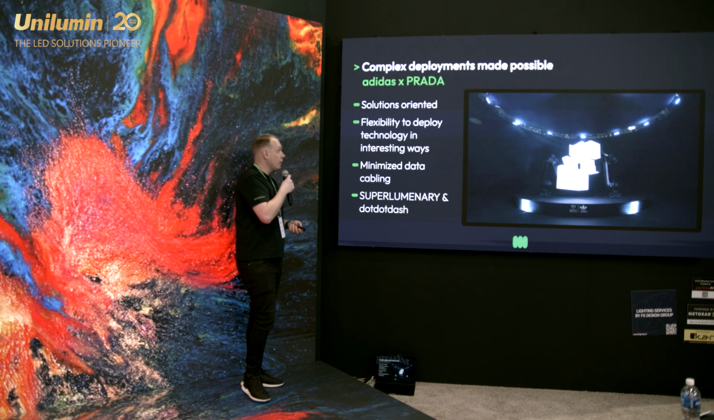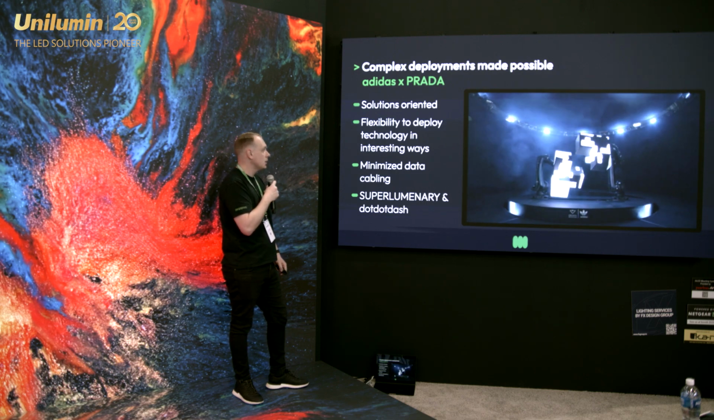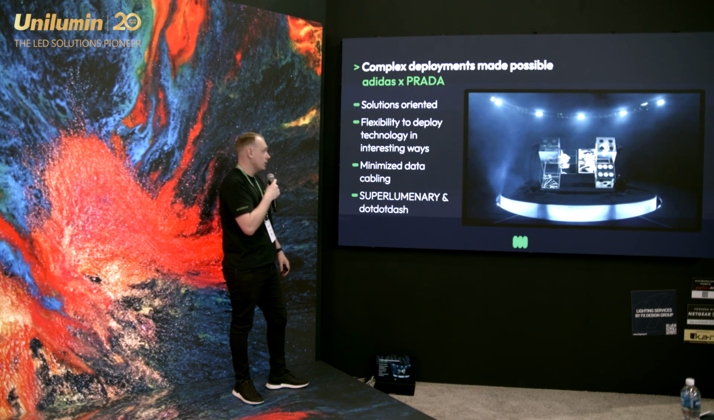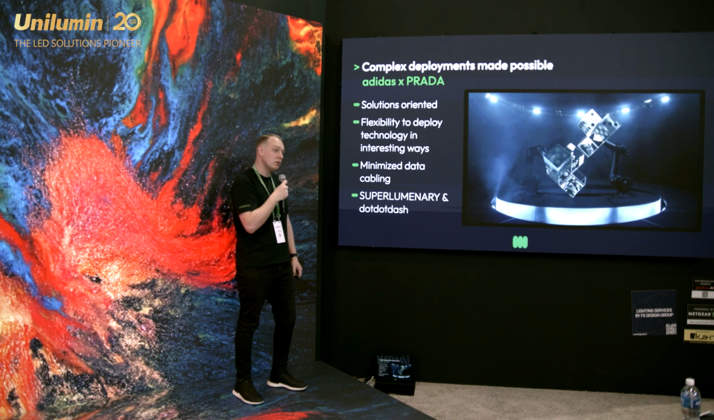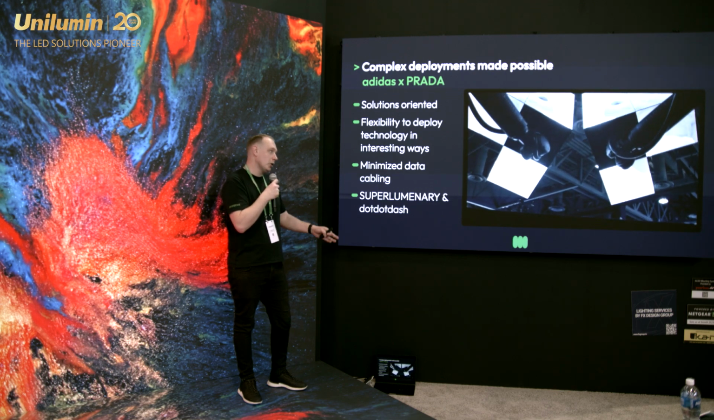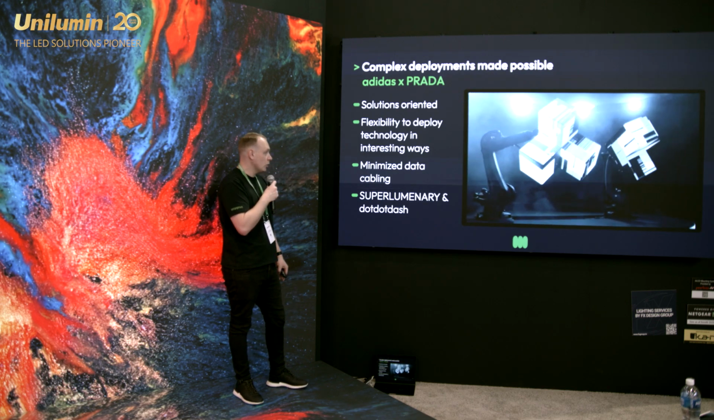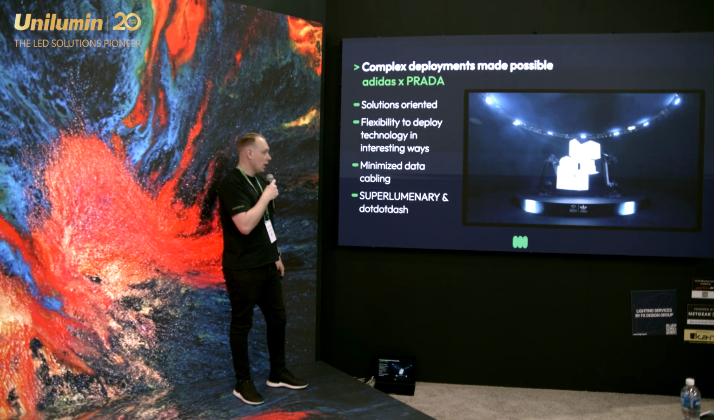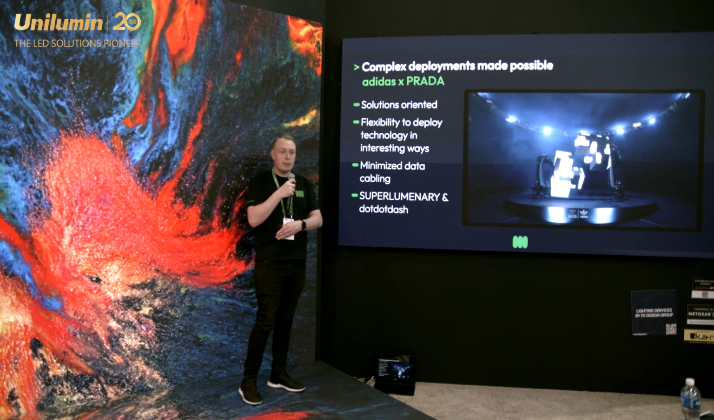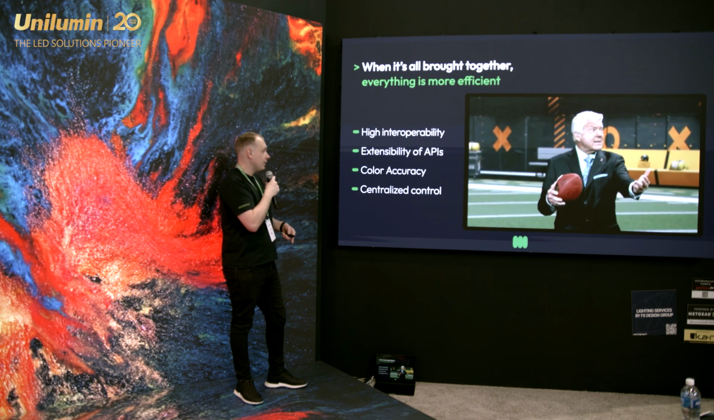This was an example of a project we did with Adidas and Prada. This is very solutions-orientated, but the networking infrastructure gave us the flexibility to deploy the technology in a way that perhaps we wouldn't have done before. If this was baseband and there was a whole load of copper cabling in there, the robots probably wouldn't have been able to work in the same way that they were able to work with a network-based infrastructure. So drastically minimized cabling, which is really cool. And that's an example of what you can do when you move away from a baseband system to a more network-based system.